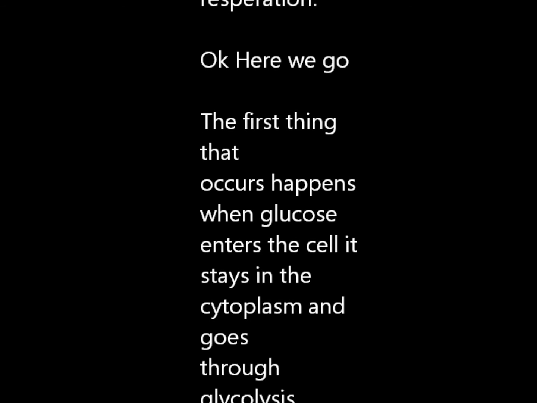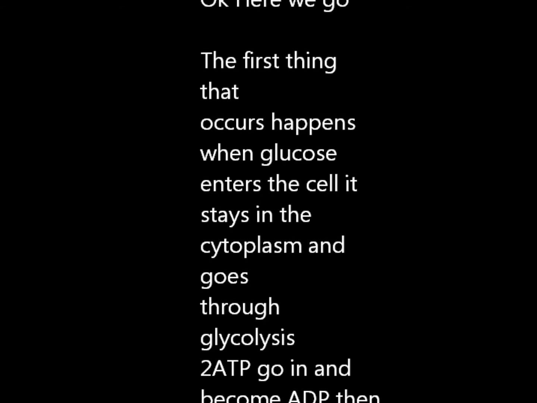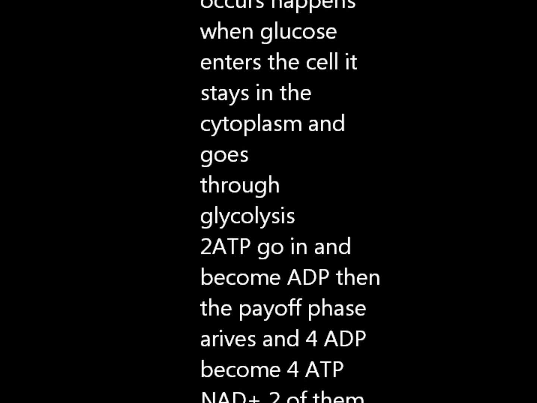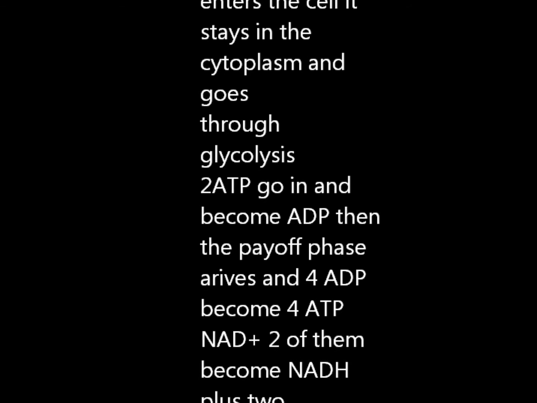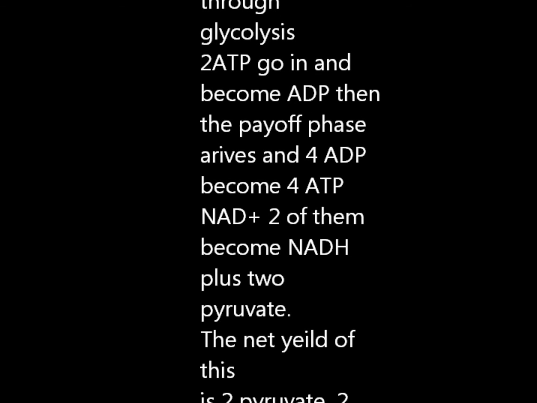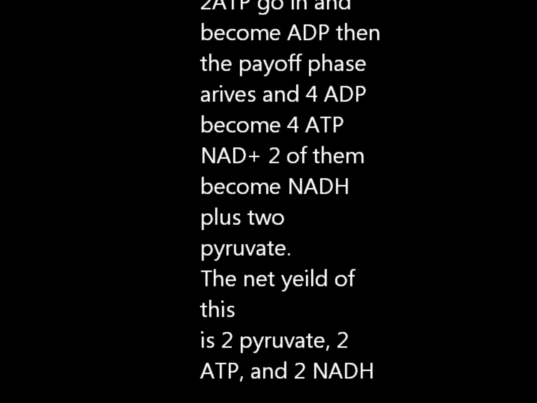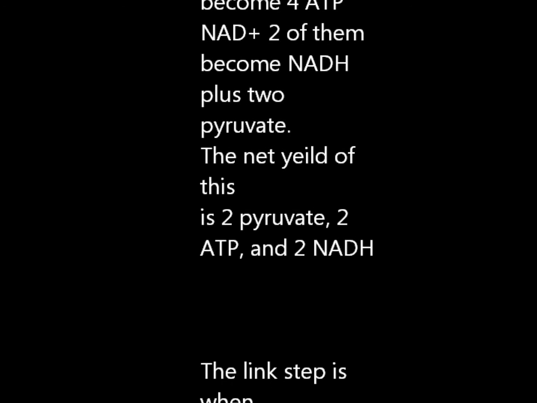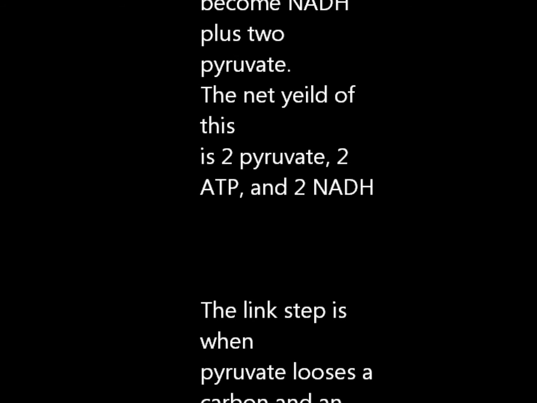It stays in the cytoplasm and goes through glycolysis. 2 ATP go in, they become ADP, then the payoff phase arrives, and 4 ADP become 4 ATP. 2 NAD+ become NADH along with 2 pyruvate. The net yield of this is 2 pyruvate, 2 ATP, and 2 NADH.